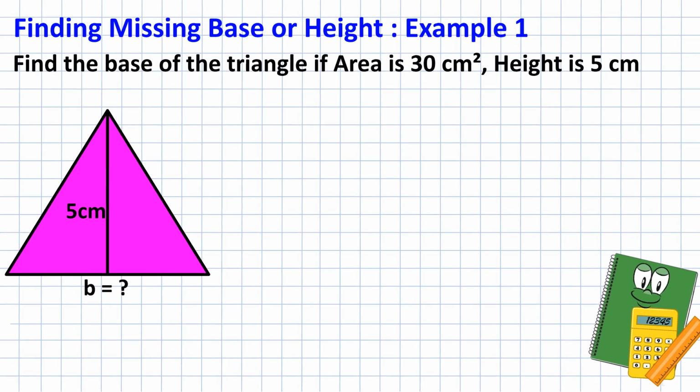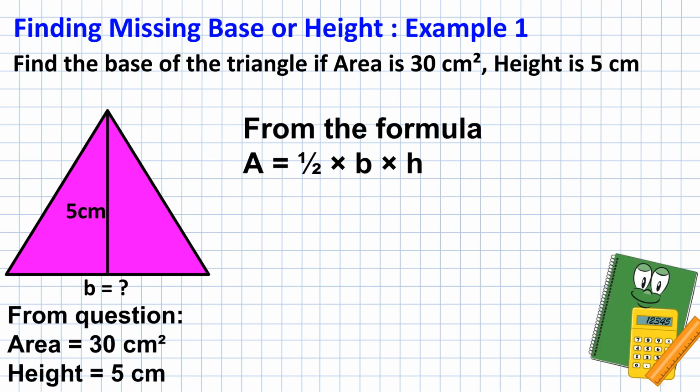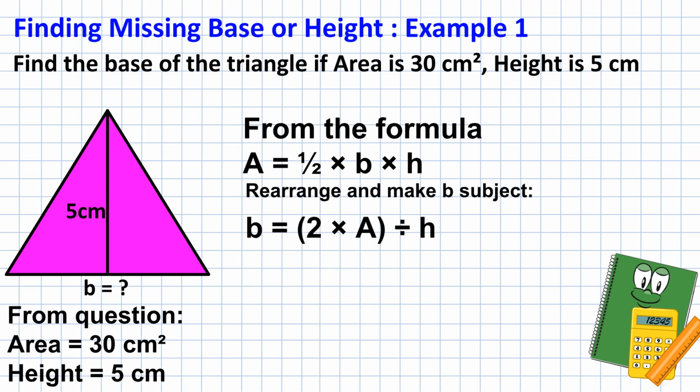Sometimes we need to find a missing base or height. Here is our first example. Find the base of a triangle if the area is 30 square centimeters and the height is 5 centimeters. Starting from the formula A equals 1/2 times B times H, we can rearrange it to solve for the base. B equals 2 times A divided by H.